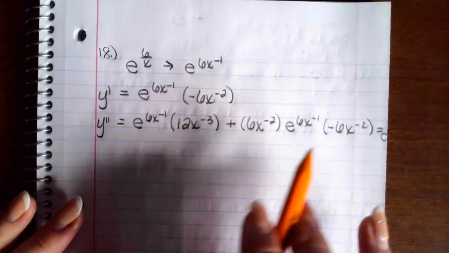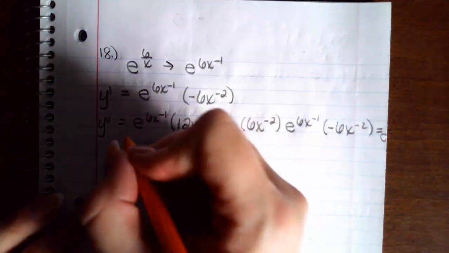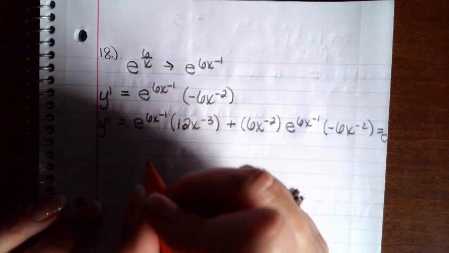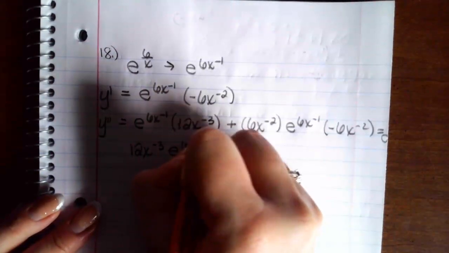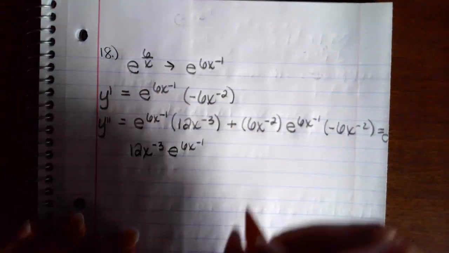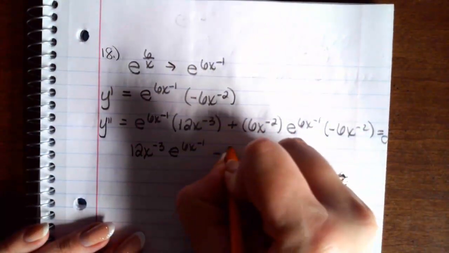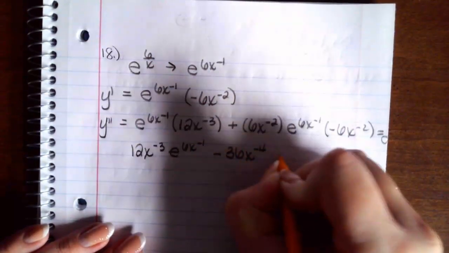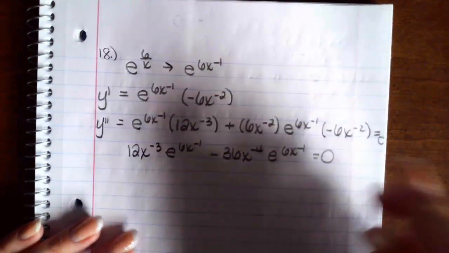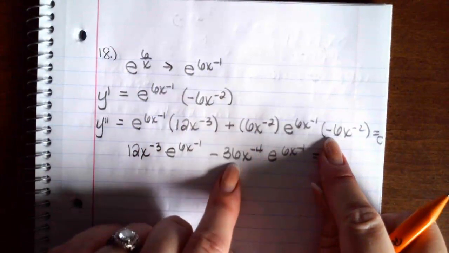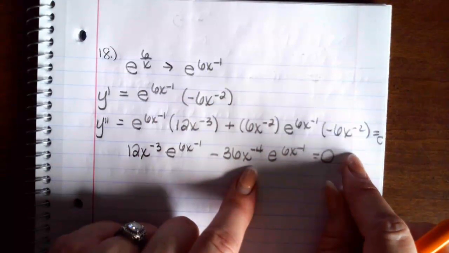So I'm going to clean this up and rewrite so that my e's are last. I want my coefficients first and then my x's. So when I rewrite, I have 12x to the negative 3 times e to the 6x to the negative 1, and then I've got minus 36x to the negative 4 times e to the 6x to the negative 1, and that's equal to 0. So I did negative 6 times positive 6 is negative 36, and x to the negative 2 times x to the negative 2 is x to the negative 4.